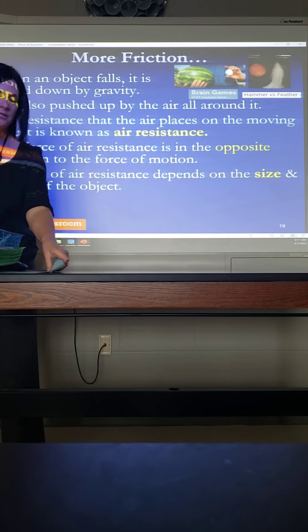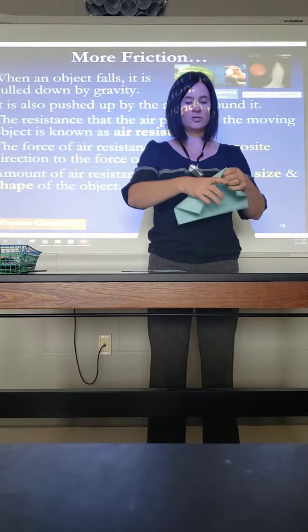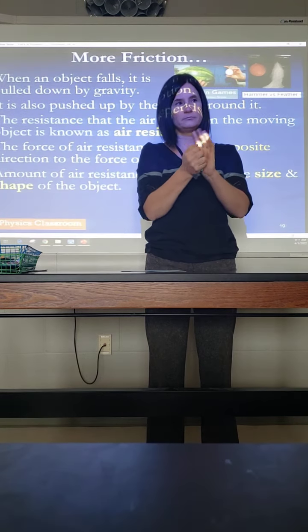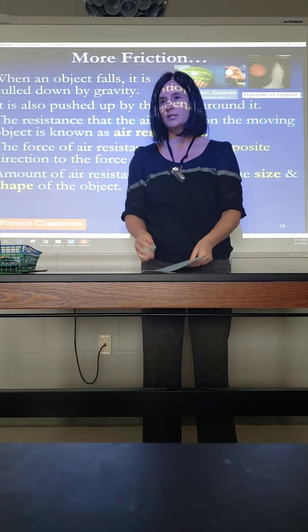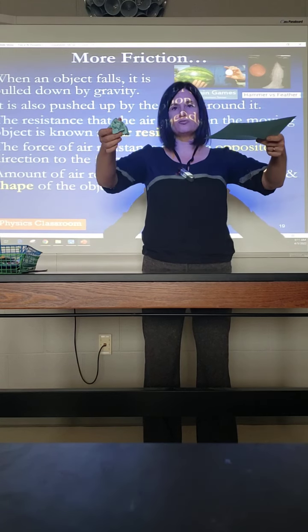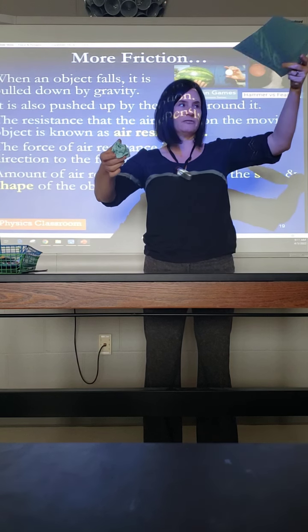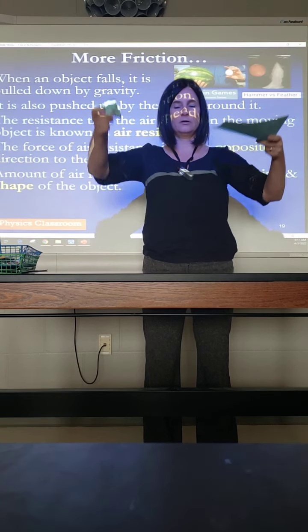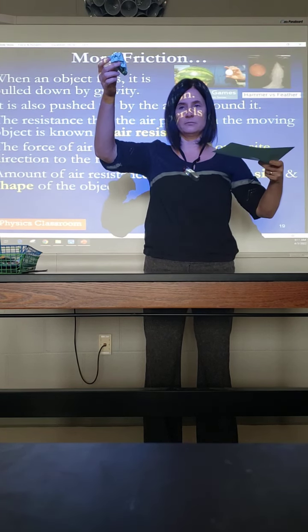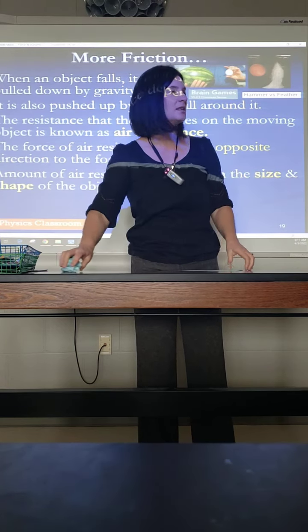So I have a little example. I have two sheets of paper, they're identical, and I'm going to crinkle one up. Right? So they have the same mass, but I've just changed their size and shape. If I drop these, which one is going to probably land first? Who thinks that the flat one? Who thinks that the crumpled one? Right? You don't have to think too hard, right?